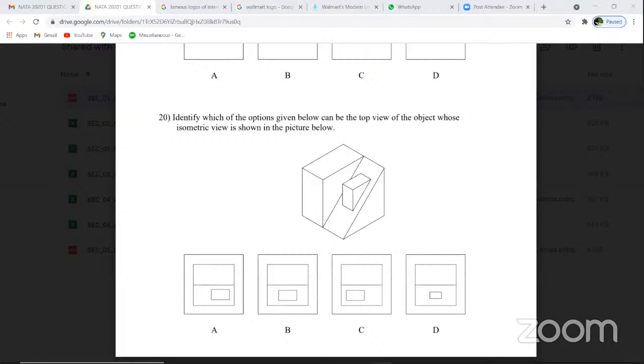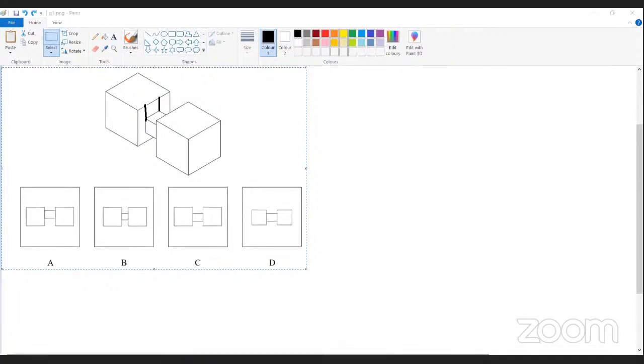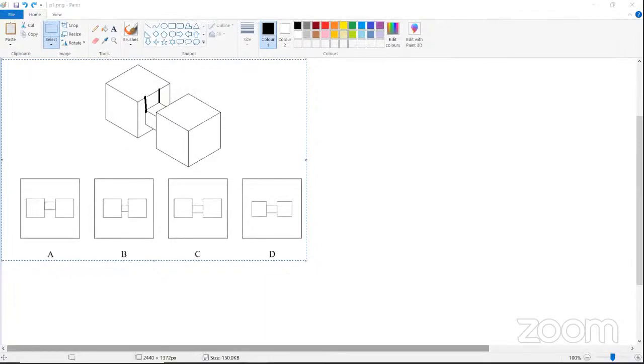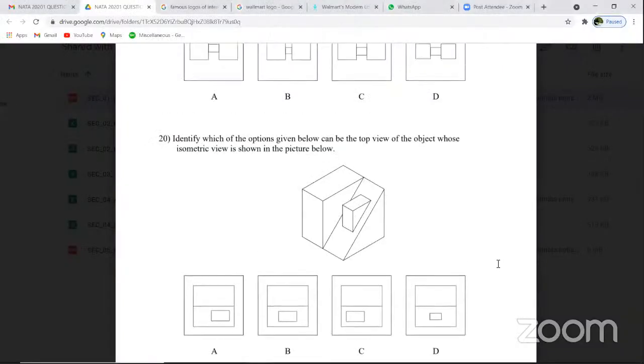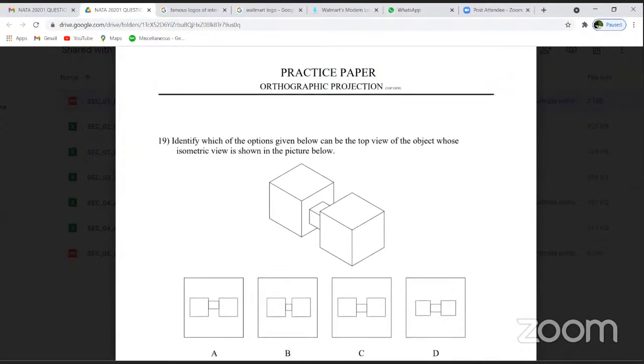Okay. Ma'am, I have a doubt regarding the one before. Okay, the previous one. This one? What is the doubt? Oh yeah, that's what I was going to show you guys.